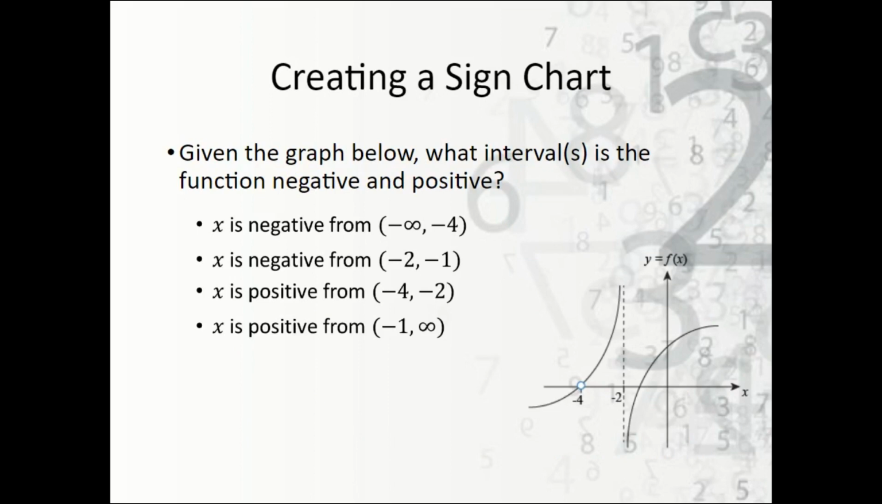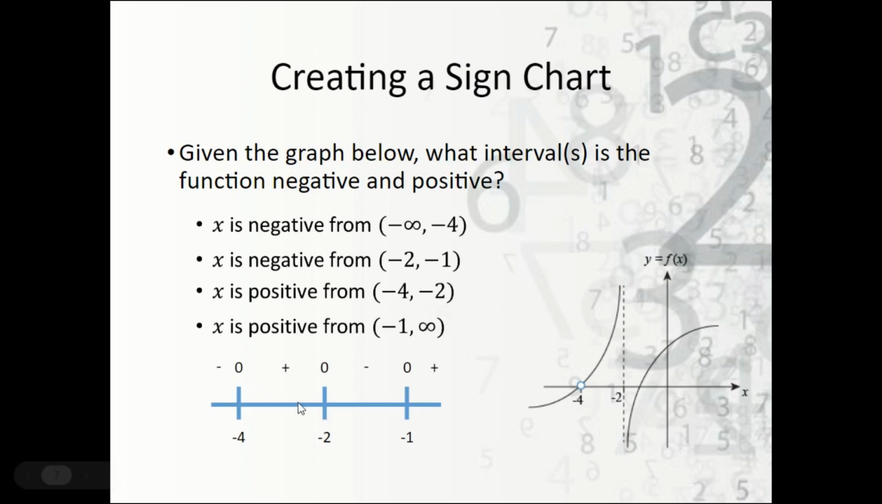So how do I create a sign chart from the information that I have on this? Well, I know that it's going to change 3 times. So it has an x-intercept here and then an asymptote here that's going to change things, and then another x-intercept. So I'm going to go ahead and put these values in. So at -4, -2, and -1, that's where things change. So I was negative to start, so that negative goes here.